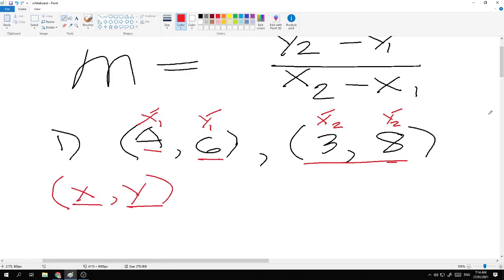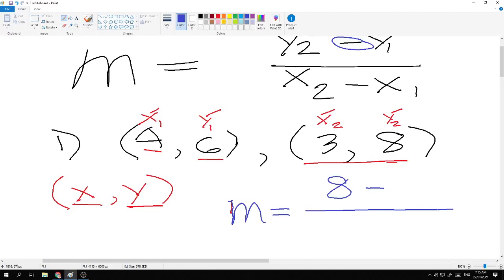Now let's make use of the formula. So take note, the formula is written above. I will simply substitute. So we have m is equal to, what's the value of y sub 2? 8. Oh, you substitute 8. Then take note of the operation. This is minus. Minus there. And what's the value of y sub 1? 6. Oh, 8 minus 6 there.